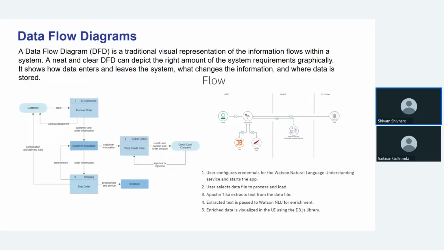After it goes to the customer database, the next step is the shipping phase, out for delivery and so on. So by seeing this data flow diagram, we can get an overview of how the process is going inside the system.